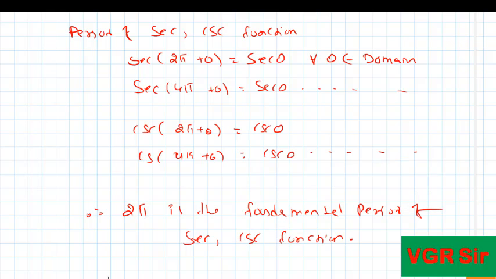Important. So I am concluding that 2 pi is the fundamental period for sin function, cos function, sec function and cosec function. Pi is the fundamental period of tan function and cot function.